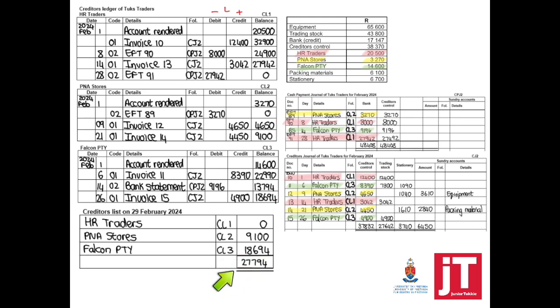Very important, this balance must be the same as the balance in the creditors control account in the general ledger, after you've posted the journals. If it's not the same, it means that you've made a mistake.